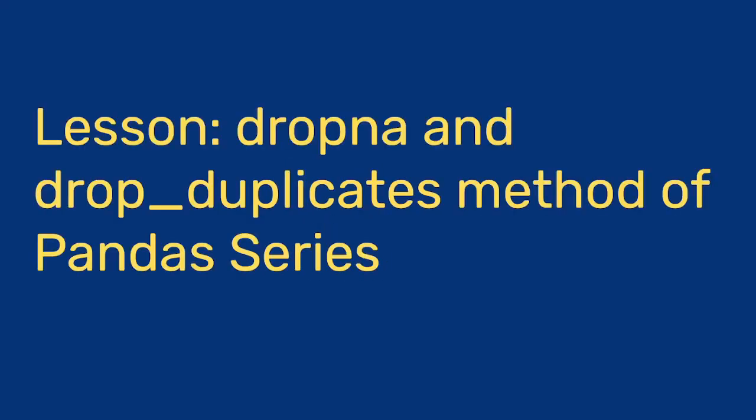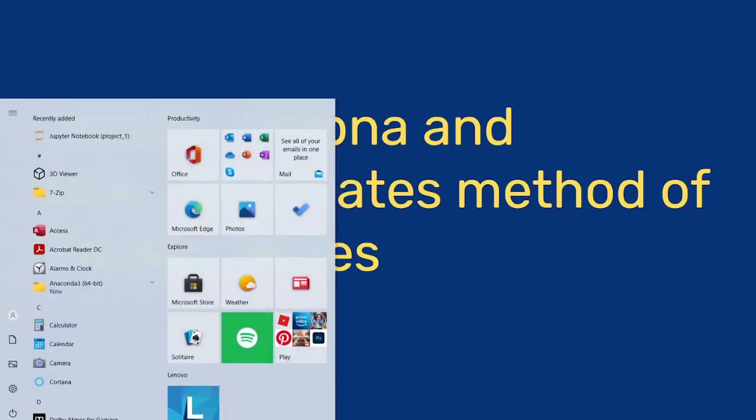In today's video, we will discuss the dropna and the drop_duplicates methods of the Series object. The dropna method, as the name indicates, if we divide the name into two parts, says drop NA. That is, it's going to drop the null values or the missing values. So the dropna method is used to remove the missing values in the given series. Now let's see an example and understand this better.